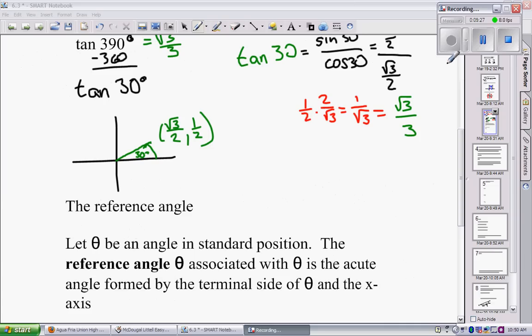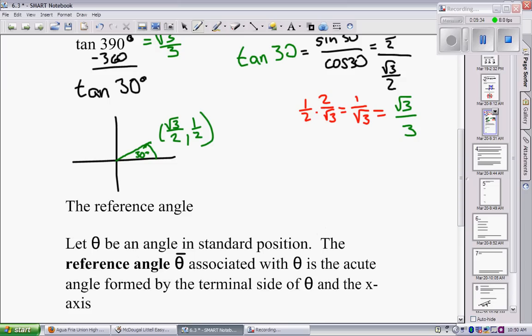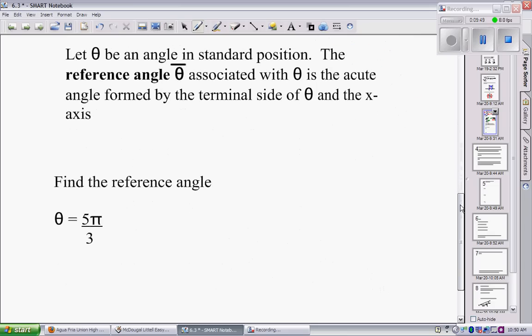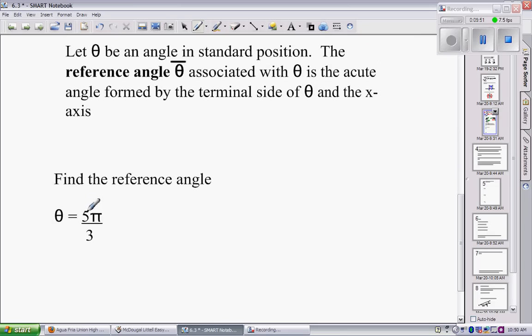So the reference angle. We're letting theta be an angle in standard position. The reference angle, theta with a line over it, associated with theta is the acute angle formed by the terminal side of theta and the x-axis. So let's jump right into an example. Theta can be given in either radians or degrees. Our first one is given to us as 5 pi over 3. It has pi, so it's radians.